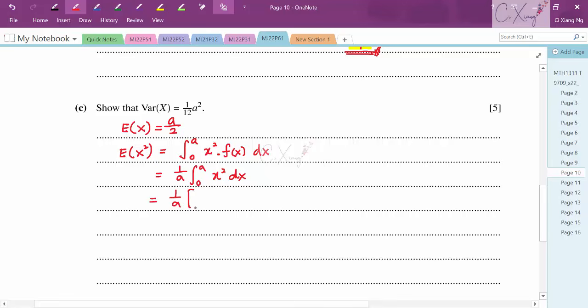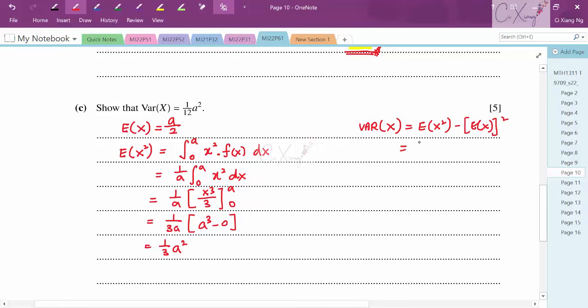Integrate x squared, I will have x to the power 3 divided by 3. I want to substitute the limits a and 0. I take out the constant 3, substitute the a inside, and I will have a to the power 3 minus 0. Eventually I will get 1 over 3 a squared after I simplify my expression here. And now they're asking for the variance of x. To get the variance of x, generally we need to apply the formula for variance x, where it should be E(x squared) minus the mean squared.